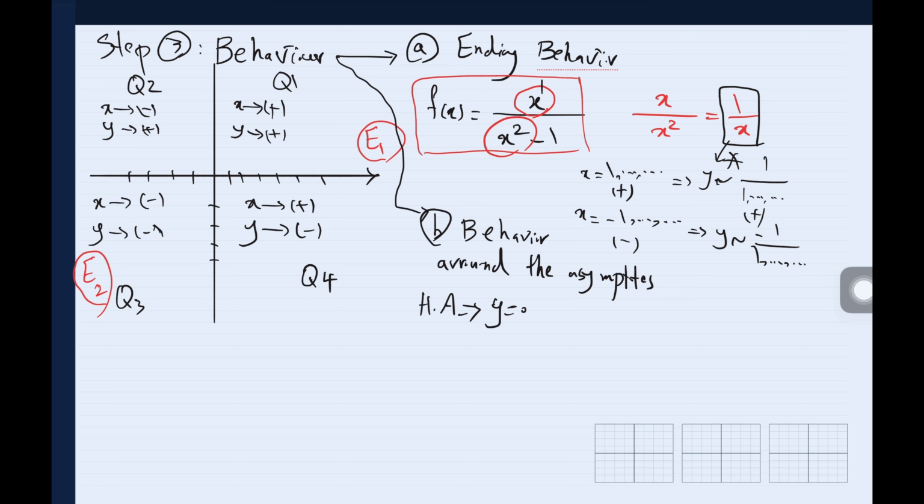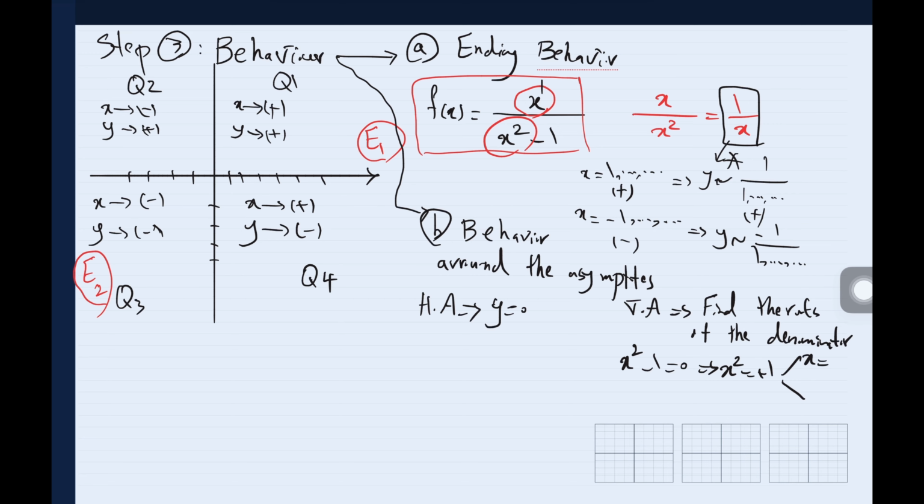And is there any vertical asymptote? Probably. So I have to check all those roots of the denominator. So I have to check for vertical asymptotes. So I have to find the roots of the denominator. So if I have x squared minus 1 equals 0, then x squared is going to be equal to positive 1, and then I have two roots. x is going to be positive 1 or x is going to be negative 1. So these two are my vertical asymptotes.